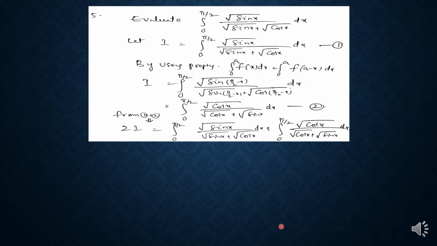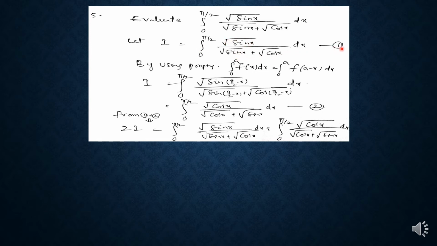Next problem. Evaluate integral 0 to pi by 2 root sin x by root sin x plus root cos x dx. Here also we can observe that the limits are 0 to pi by 2 and the trigonometric functions are present. So by applying the fifth property we can write, first let us take the first given function as I is equal to integral 0 to pi by 2 root sin x by root sin x plus root cos x dx.